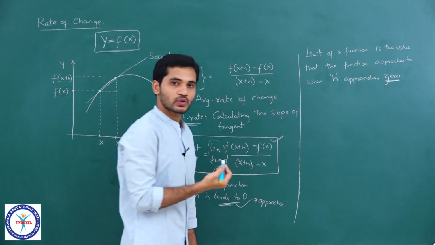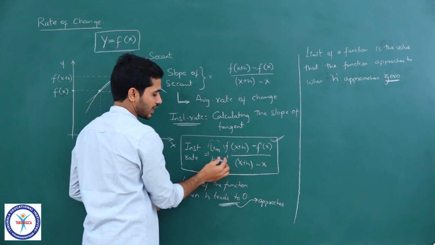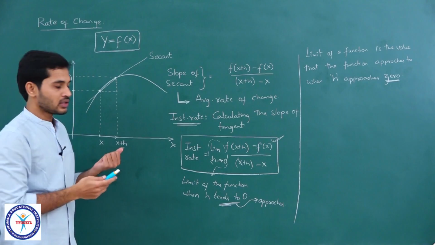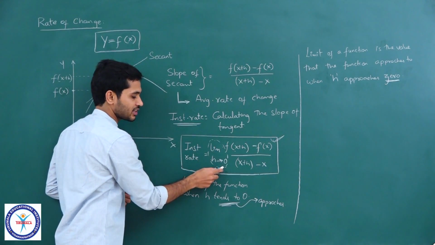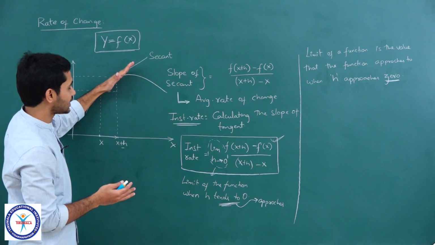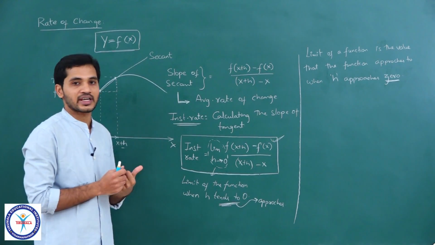Clear? So, that is what it means. Whatever this value becomes as h becomes very small is the slope of the tangent. So, putting this limit h tends to 0, what is it making? It is making sure that this secant is eventually becoming a tangent, and we are calculating the slope of the tangent.